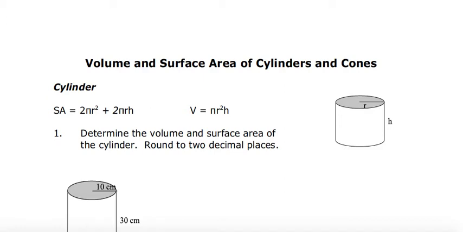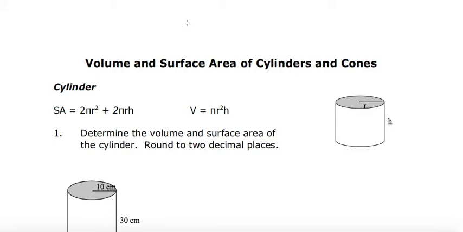Volume and surface area of cylinders and cones. A cylinder is any three-dimensional object that has a circle base. And so you might want to think about an ice cream tub. So if you wanted to get a Ben & Jerry's ice cream tub that comes in a cylindrical shape, that could be an example of that.